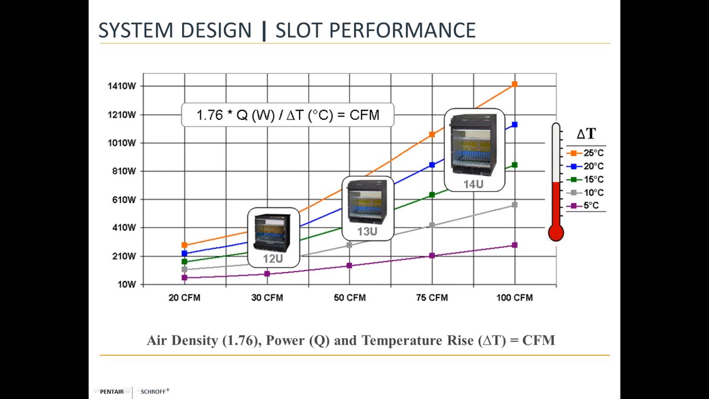Here on this chart, the CFM is calculated by assuming that the air density is 1.6. We multiply that by the power in watts and the device temperature, and divide by the device temperature rise to get the CFM. So this chart can be used as a general rule of thumb when figuring out how much cooling would be required for any particular application.